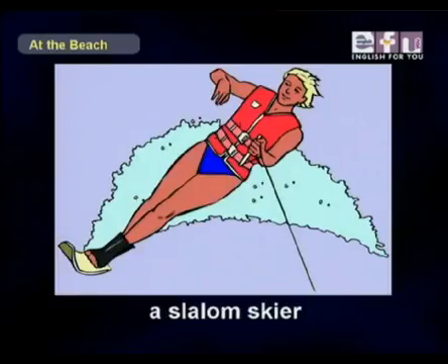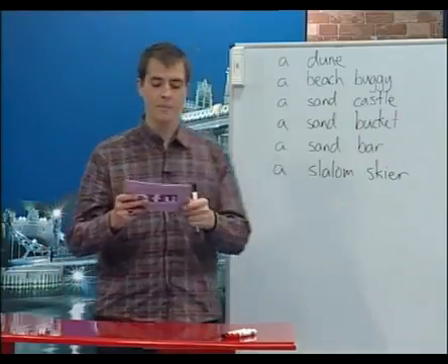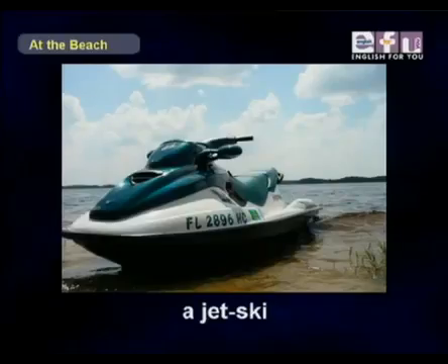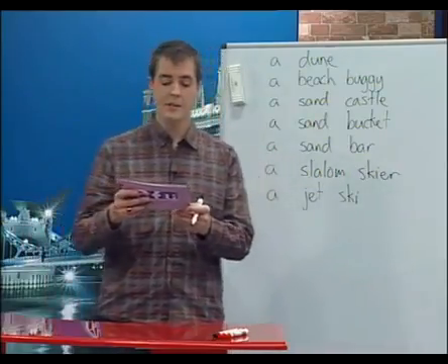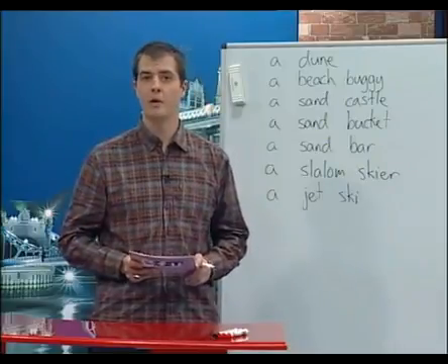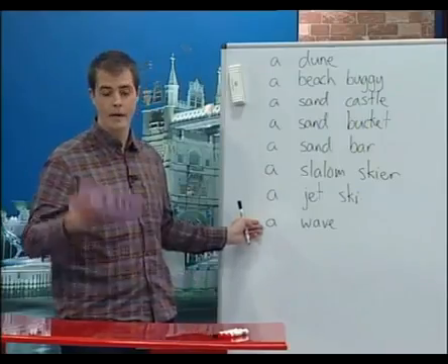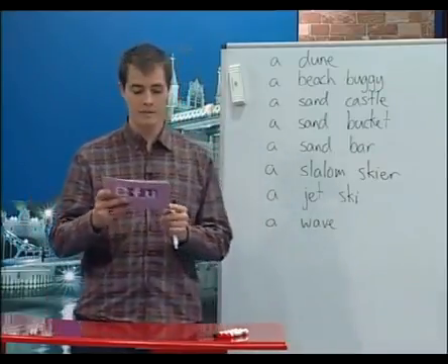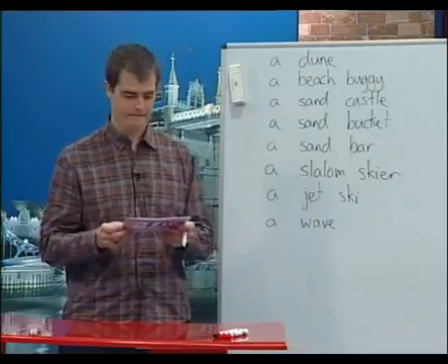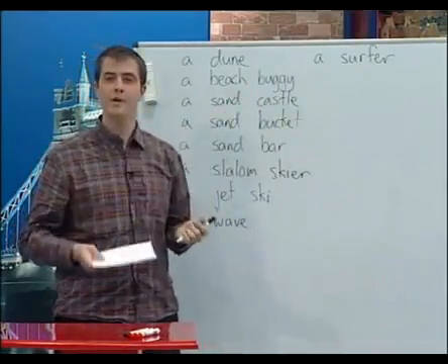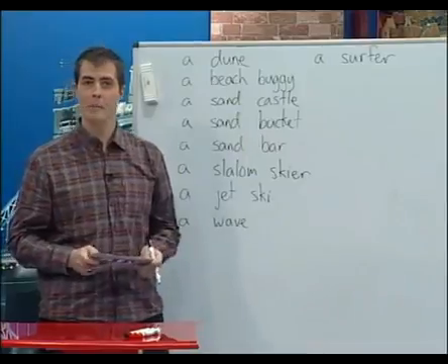Okay, a slalom skier. A slalom skier is a person who can water ski using only one ski. A jet ski. A jet ski is a small, fast boat that one or two people can ride for fun. We have a wave. A wave is a line of raised water that moves across the surface of the water. A surfer. A surfer is a person who rides over the water on a special board.